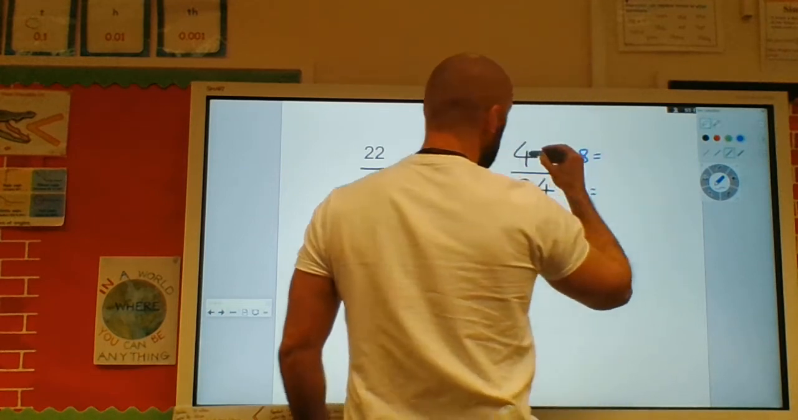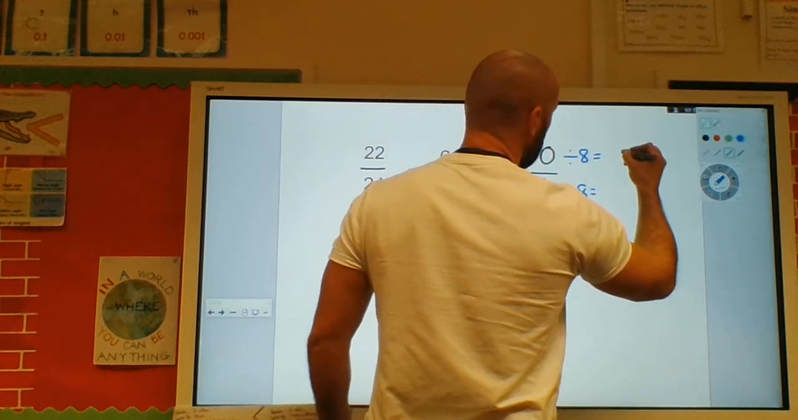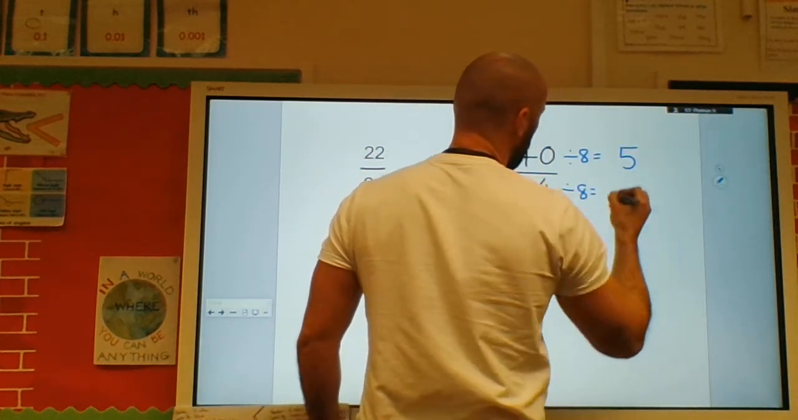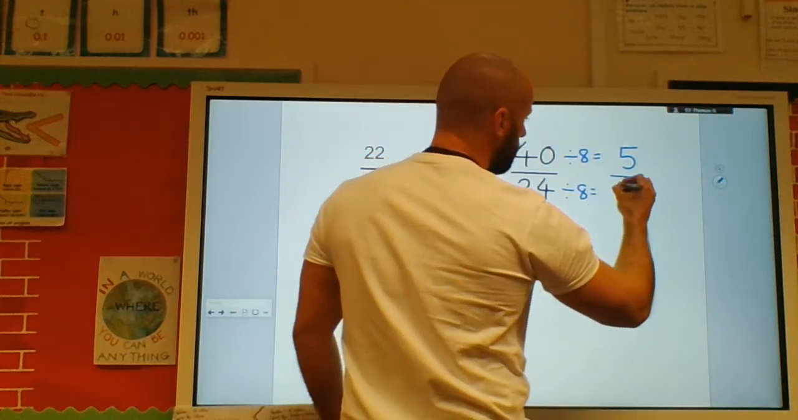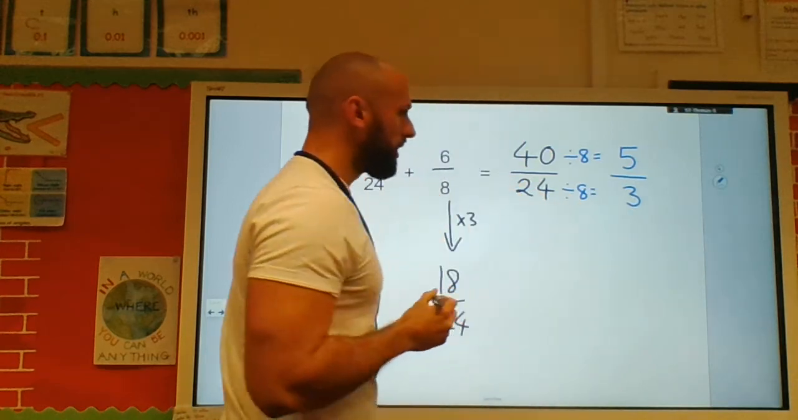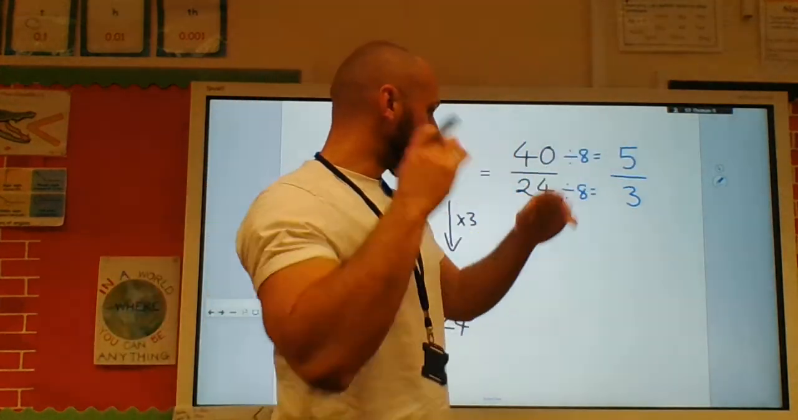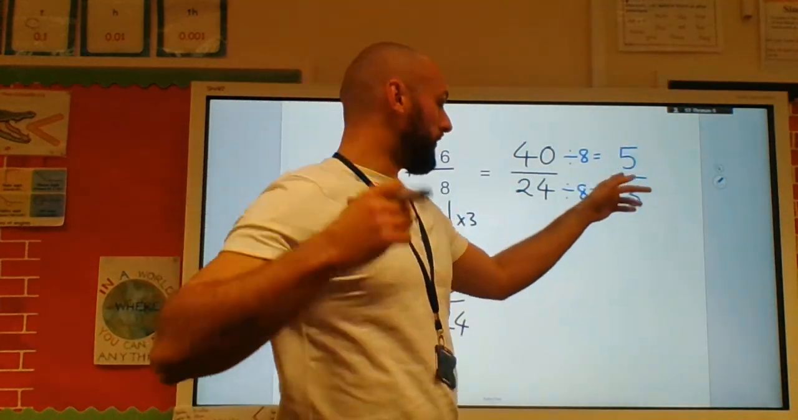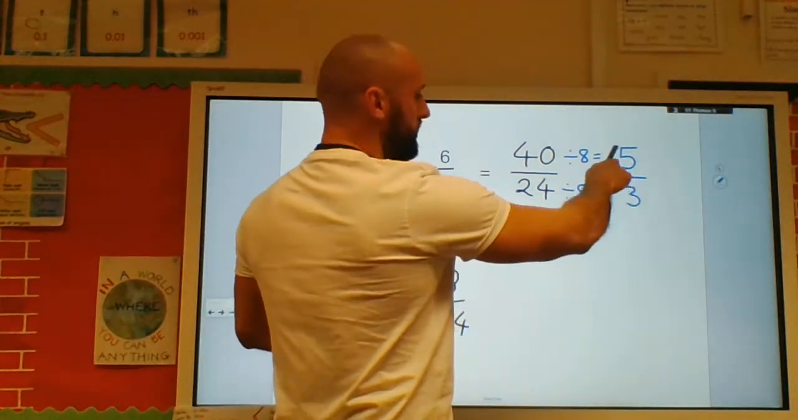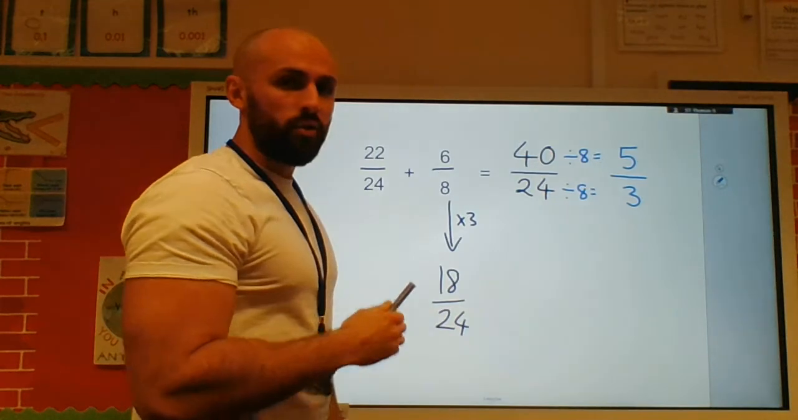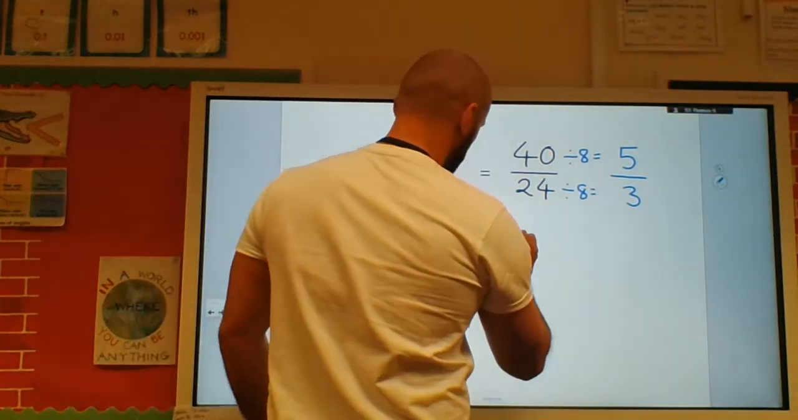Well, 40 divided by 8 is 5. 24 divided by 8 is 3. So the simplest fraction would be 5/3. That is much easier now to convert into a mixed number.